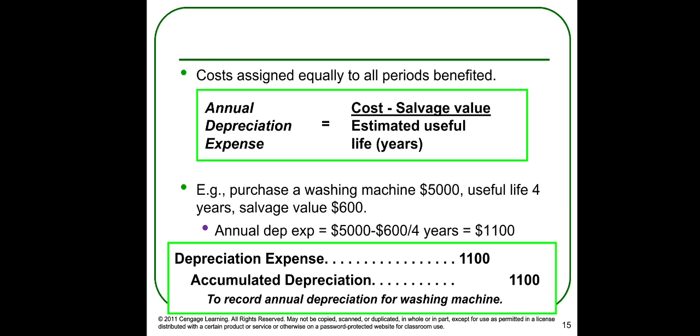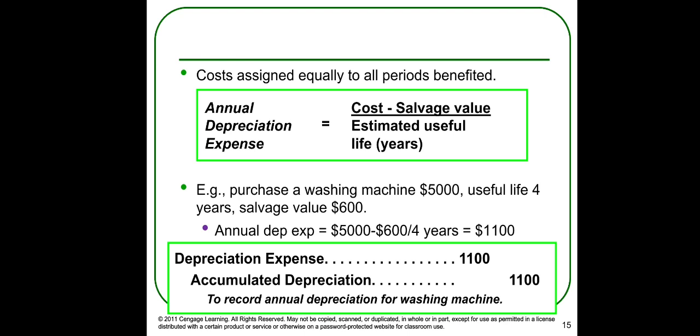There are several methods that can be used to calculate depreciation. Straight line method, reducing balance method, unit of production method. I think at least 3 or 4 methods can be used to calculate depreciation. But in this course, you have to know about only one method. The method is called straight line method.